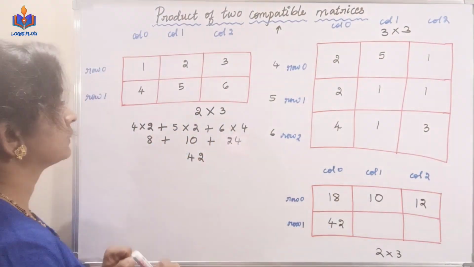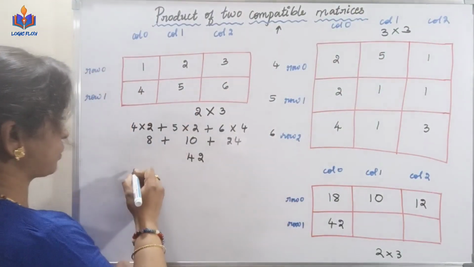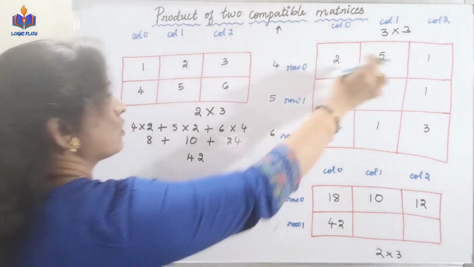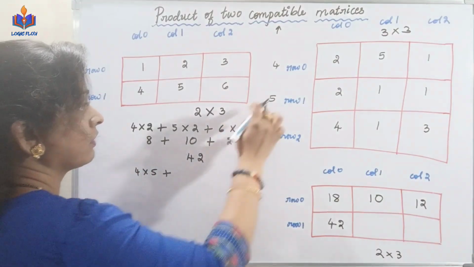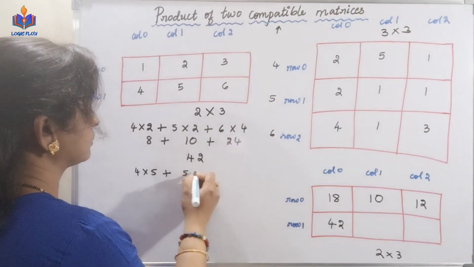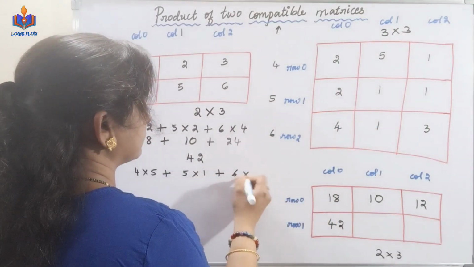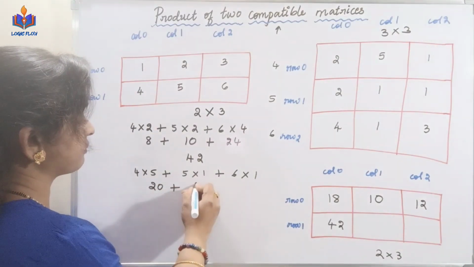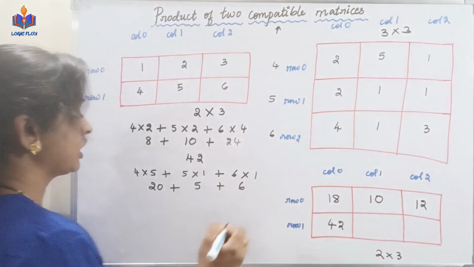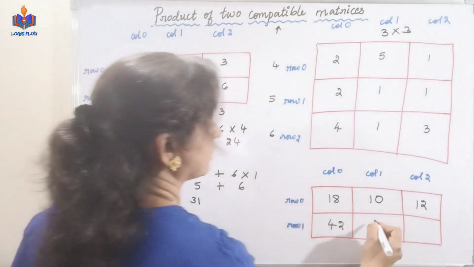Row 1. Next, again this second row with the second column. So I need to say the same thing, 4 into 5 plus 5 into 1 plus 6 into 1. So 4 5s are 20 plus 5 plus 6. 25. 25 plus 6, it is 31. That I'll get here.